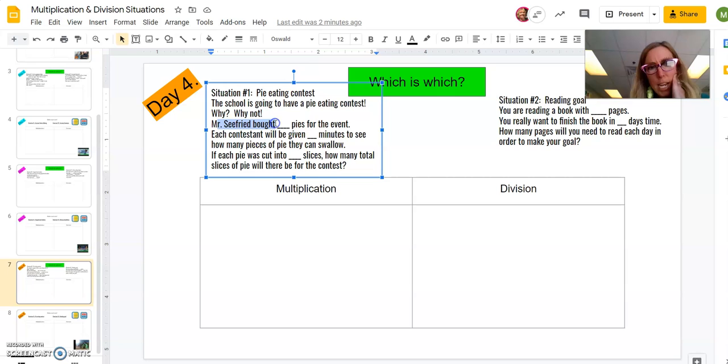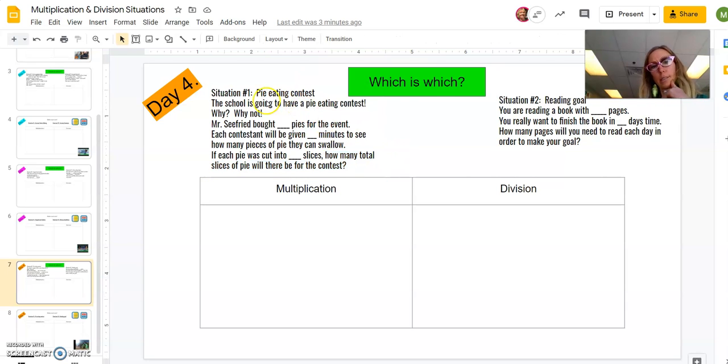Mr. Seafried bought pies for the event. He bought some pies because you have to have pies for a pie eating contest. Each contestant will be given minutes to see how many pieces of pie they can swallow. Because, of course, you can't just stuff it in and then spit it out. You have to swallow it for it to be counted. So if each pie that Mr. Seafried bought was cut into slices, how many total slices of pie will there be for the contest?